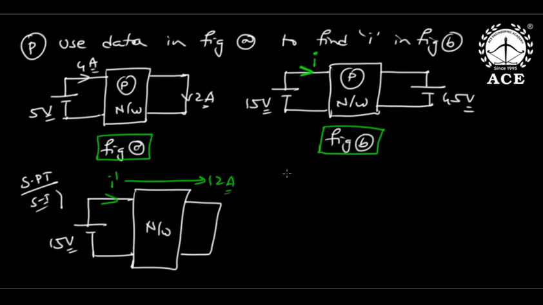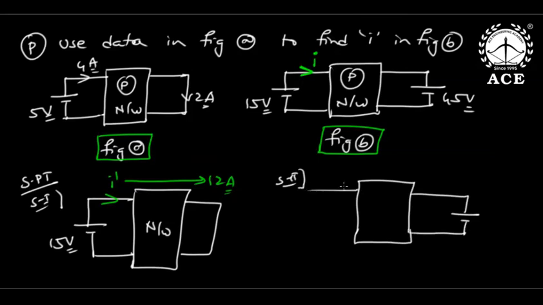Now I'm going to step 2. I'm taking off 15 volts and I'm shorting this. Let this be I double dash. Same network. Sorry, 45 now, let me correct it. Yeah, I'm taking off 45.